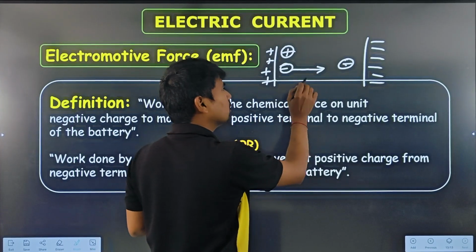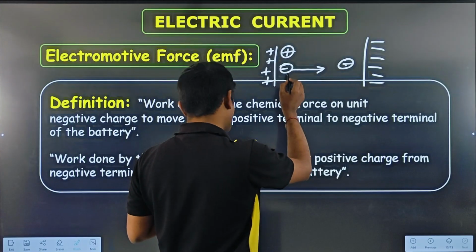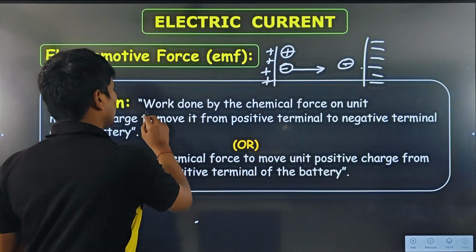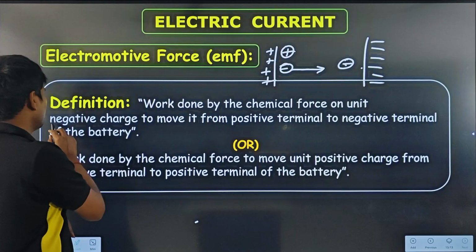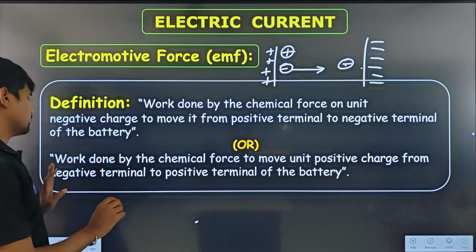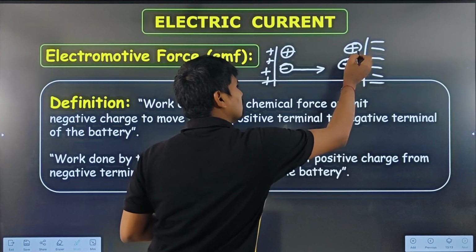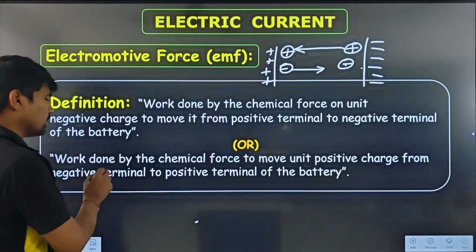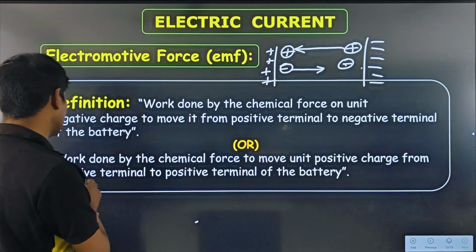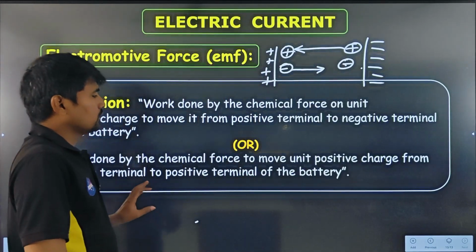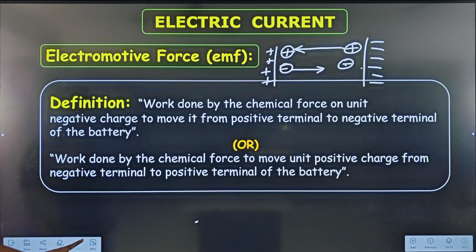Here, the amount of work done to bring unit negative charge from the positive terminal to the negative terminal, right? Work done by the chemical force on unit negative charge to move it from the positive terminal to the negative terminal of the battery, or otherwise, unit positive charge from the negative terminal to the positive terminal of the battery. Work done by the chemical force to move unit positive charge from the negative terminal to the positive terminal of the battery. I hope you understood. So this is nothing but electromotive force, EMF. Pause the video and copy the statements.